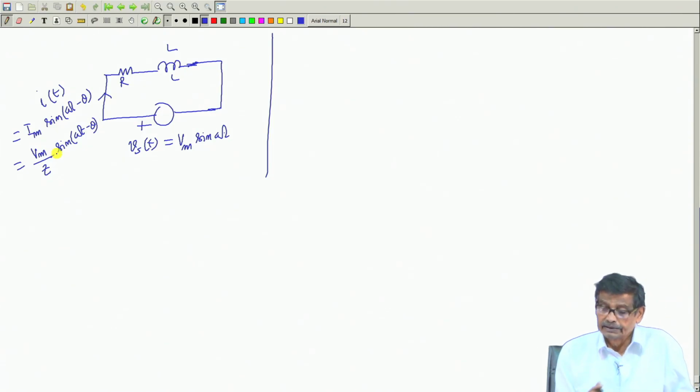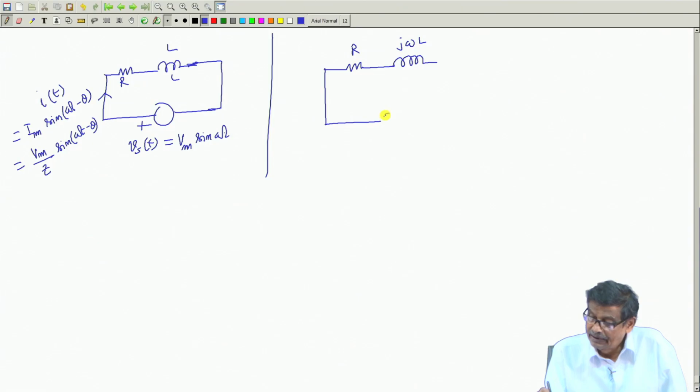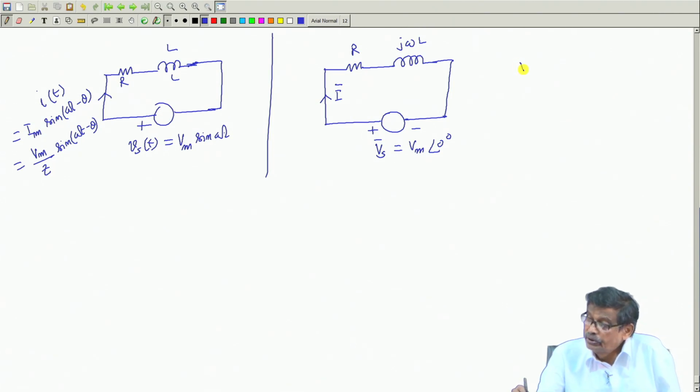This is all done, but now I am telling you to imagine the circuit like this: R, and here you write j omega L, and represent the variables as phasors. So, the supply voltage is Vm angle 0 degree, and then the current I bar, you show it like this. Then we showed that V s bar is equal to I bar into Z bar.